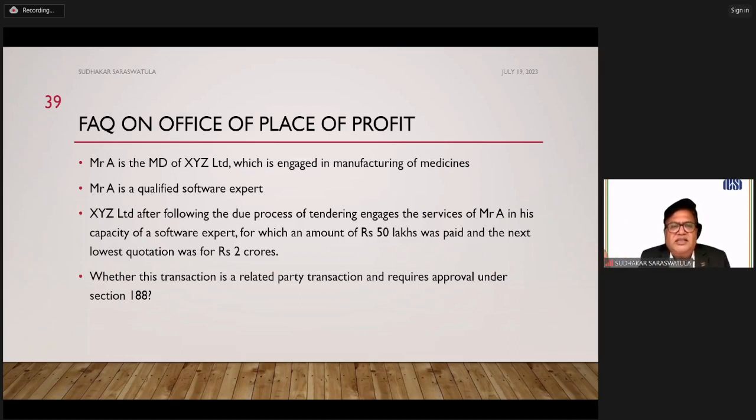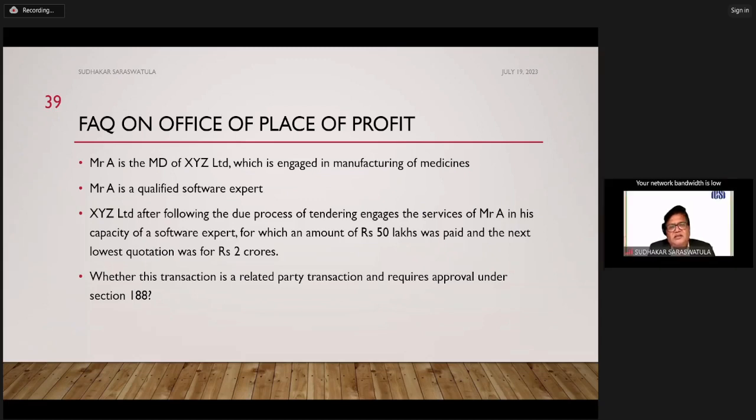So is this transaction a Section 188 transaction or not? When I have to examine that, how do I see it? First and foremost, I am entering into a transaction with Mr. A. Is Mr. A my related party? Yes, Mr. A is the managing director of the company, so he is my related party. Second acid test: is it an office or place of profit? The answer is yes, because he is entitled for his salary and perquisites.